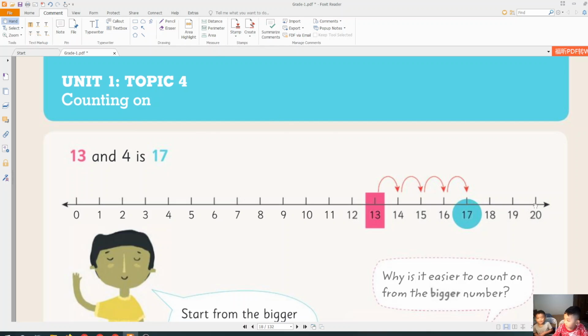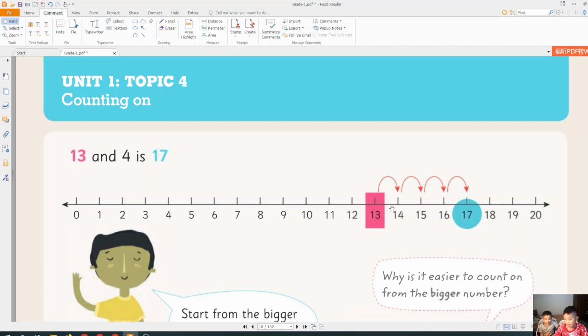Today, I will teach my little brother math. We will go to Unit 1, Topic 4. In this topic, let's learn about counting on. In this exercise, all the exercises in here, we have to count.